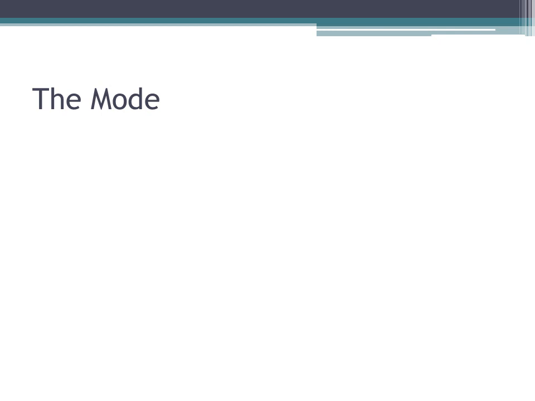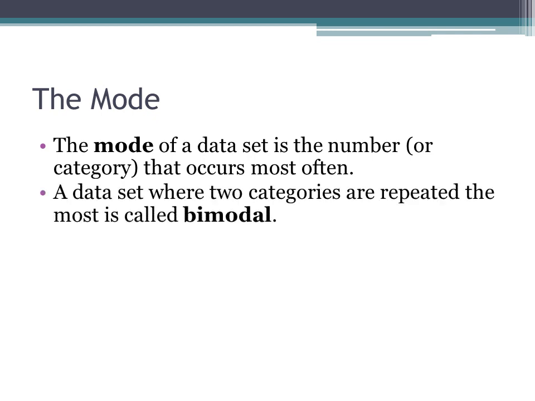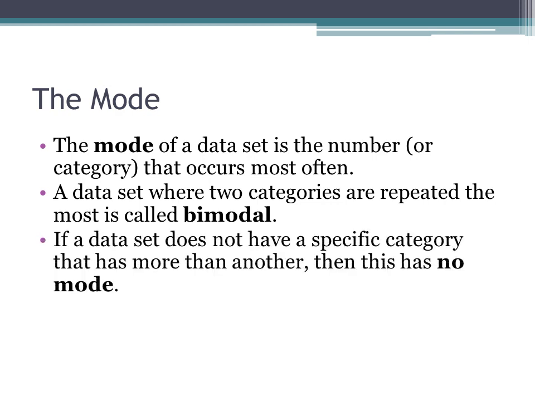Let's begin with the mode. The mode of a data set is the number or category that occurs most often in a data set. A data set that has two modes is said to be bimodal. If a data set is fairly uniform shaped and there is no one category that stands out, then we say that the data set has no mode. One important aspect about the mode is that this is the measure of center that can be used for qualitative or non-numeric data.